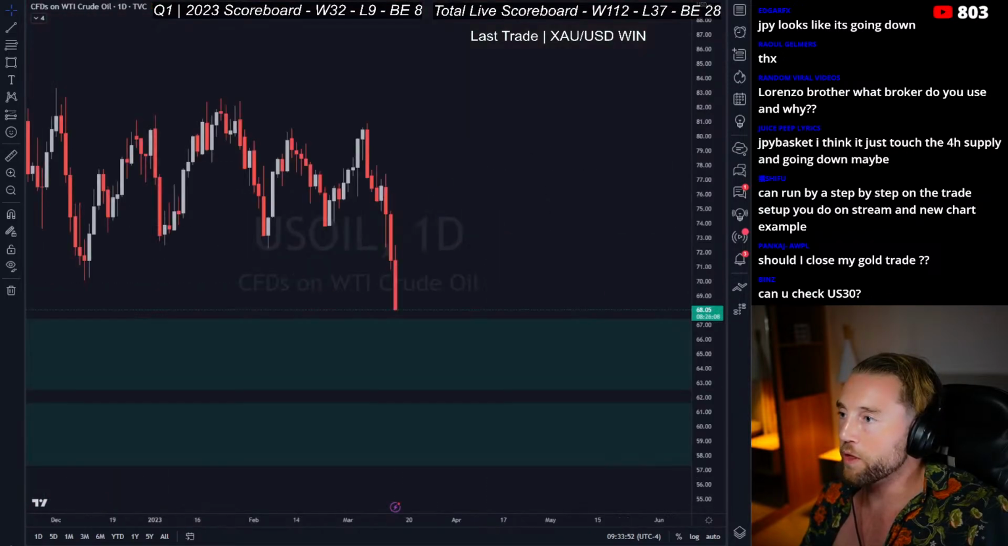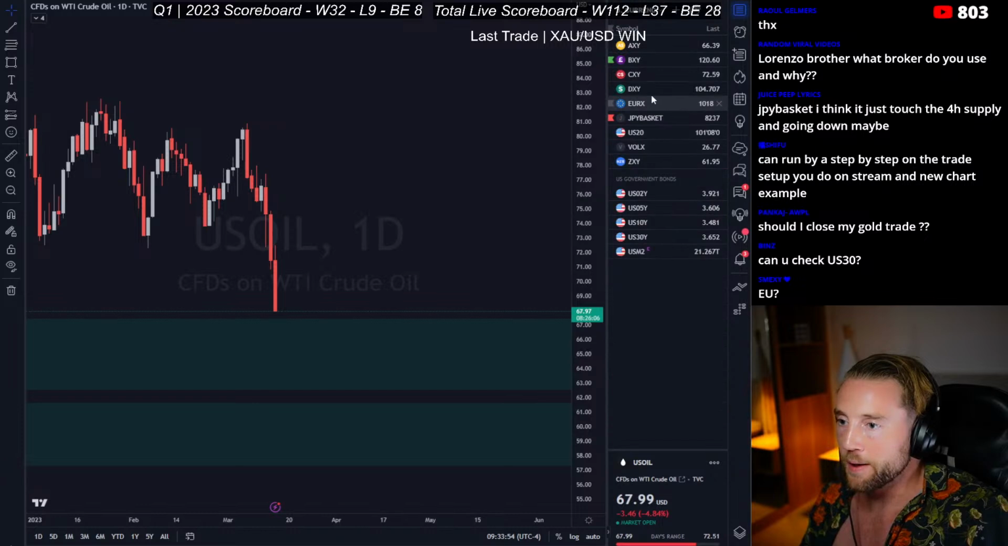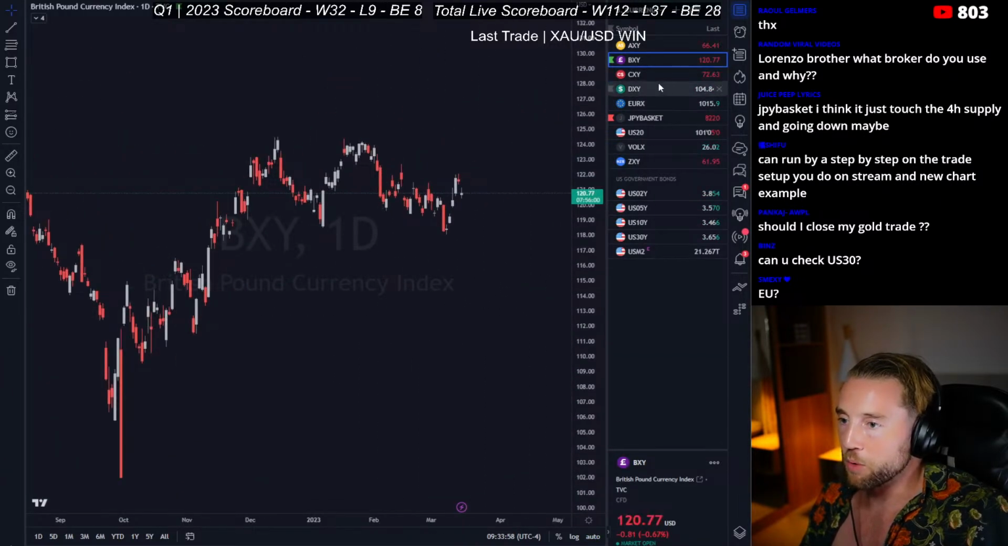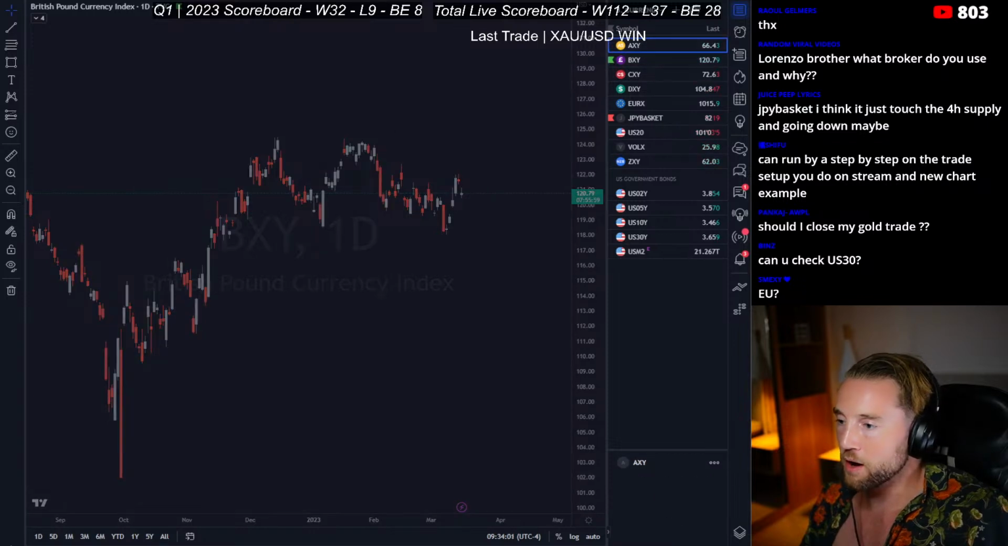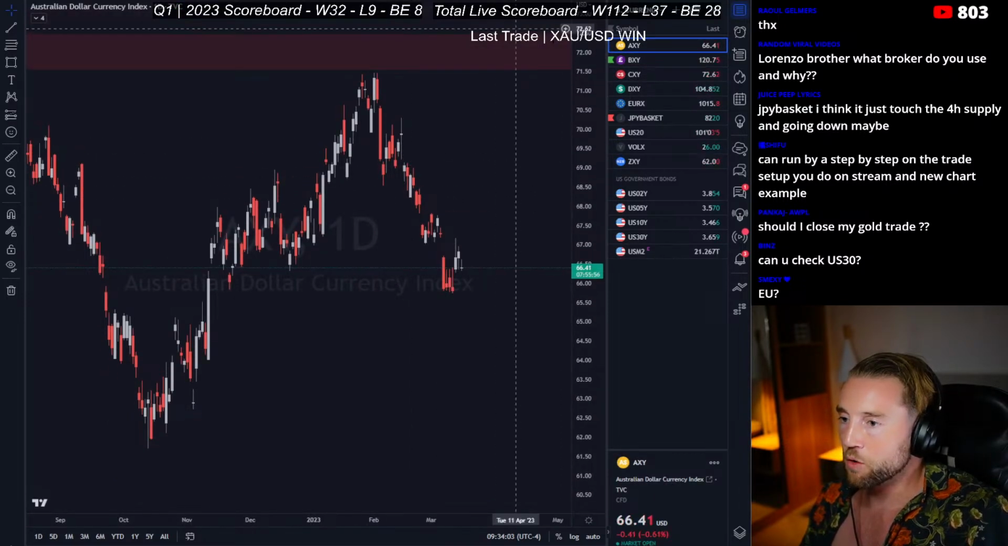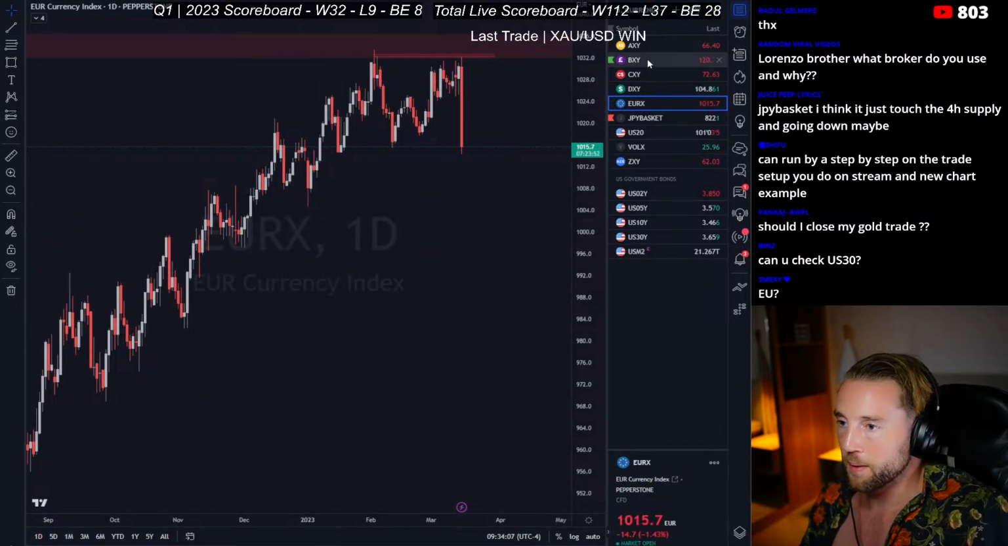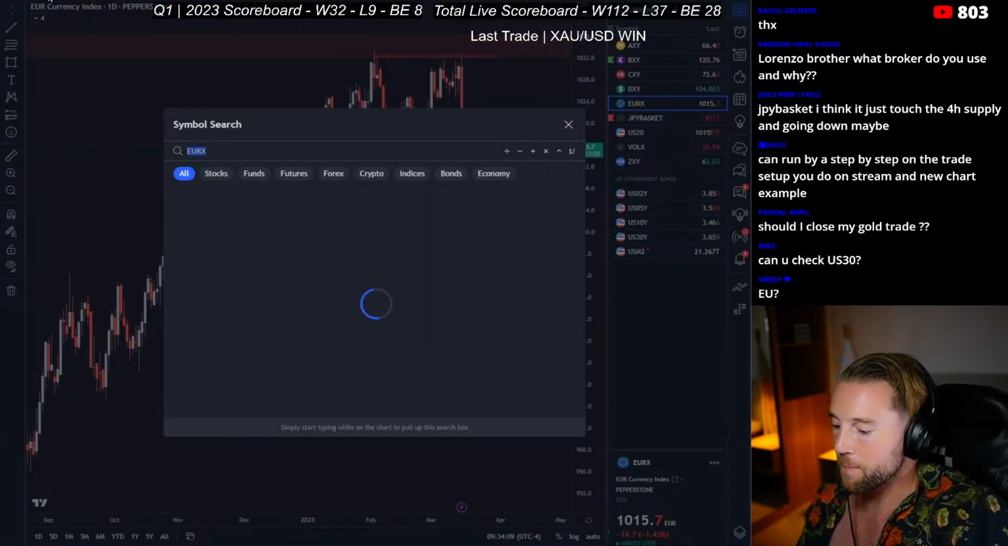So which one is holding the best? Okay. Is it the British pound? British pound is reasonable. Is this Australian dollar? Australian dollar looks weaker. Euro. Weak. GJ.